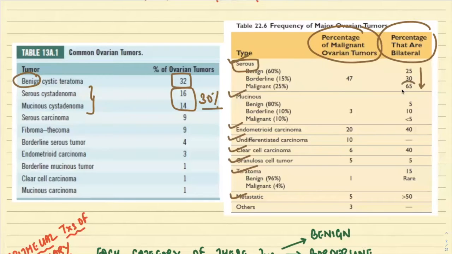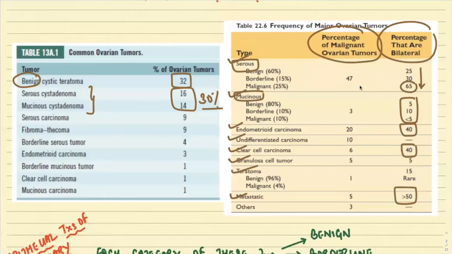So 65% of malignant serous tumors are bilateral. In the case of mucinous tumors, a very small number are bilateral, so mucinous tumors are very seldom bilateral in nature. Also, the endometrioid tumors and the clear cell tumors of the ovary are bilateral in 40% of cases, and the maximum bilaterality, as I showed you, is in metastatic tumors. So if in the clinical scenario you see a bilateral ovarian tumor, always think it is a metastatic tumor. It is always metastatic in nature.